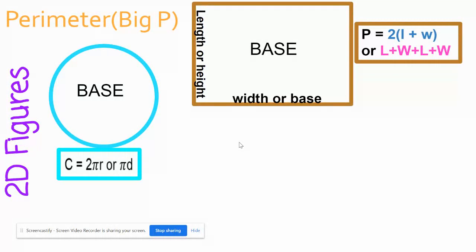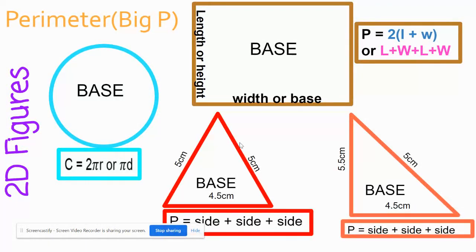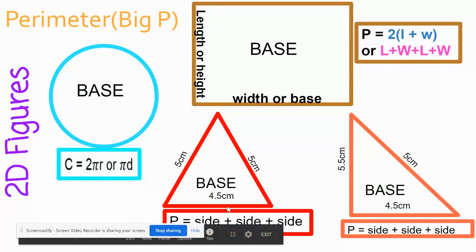To find the perimeter of a rectangle, we would either add the length plus the width multiplied by 2, or we can add length plus width plus length plus width, okay, in order to find the perimeter, which is the boundary once again. And for that triangle, same concept. We're just going to add side plus side plus side. Okay? Remember, perimeter is the outside, it's the border, and area would be the amount of space inside the figure.